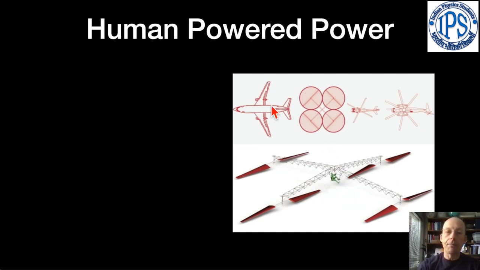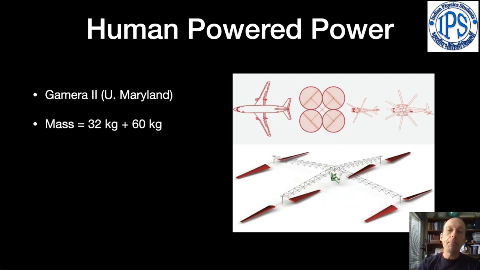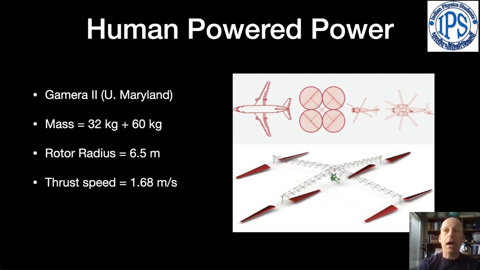So just as a picture, there is an actual commercial airliner. This is the Gamera 2 from the University of Maryland. Here's two real helicopters, just so you can see how big it is. It's big. The mass listed from the website was 32 kilograms. The human was 60 kilograms. We have the total. The rotor radius, we have that. We can calculate the area. I calculated the thrust speed just for fun, 1.68 meters per second. And this gives a power to fly of 755 watts.